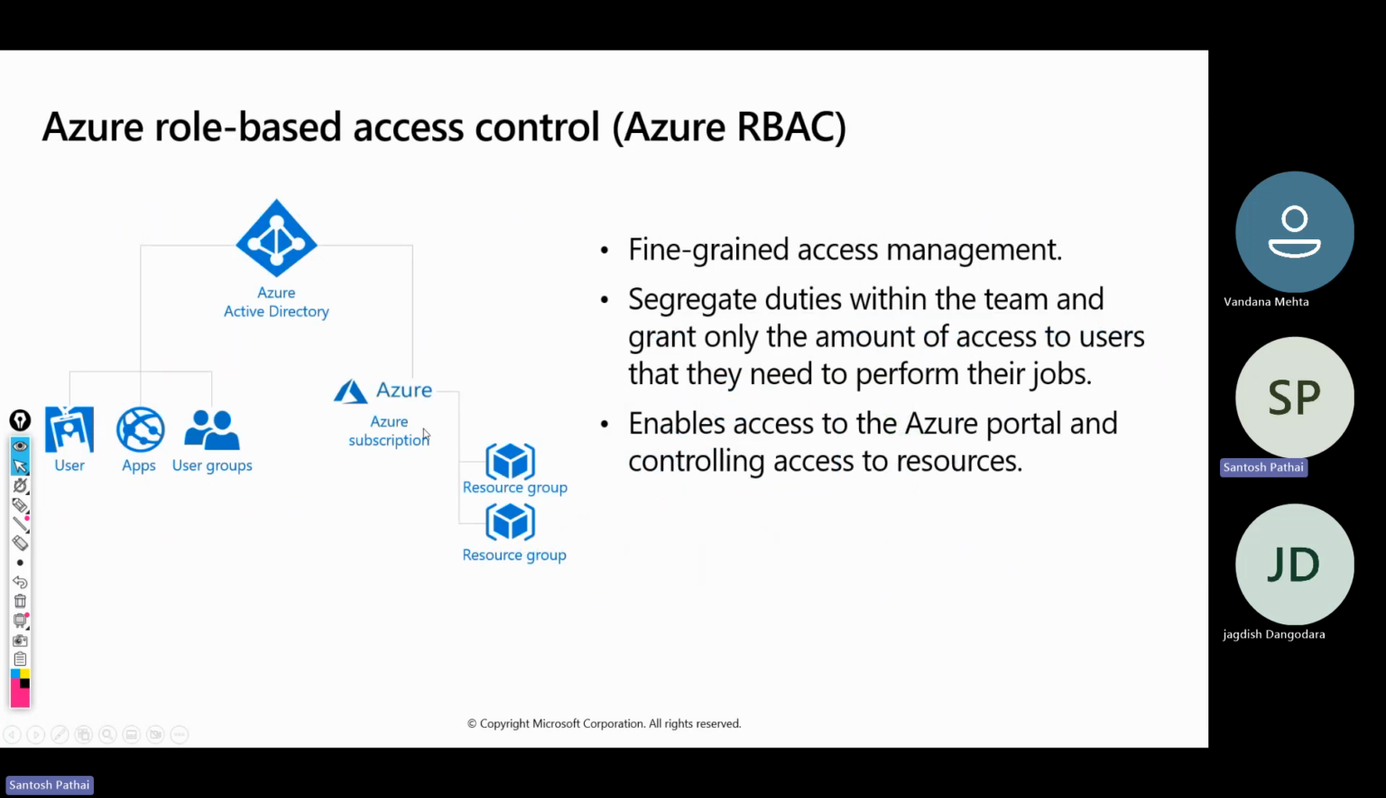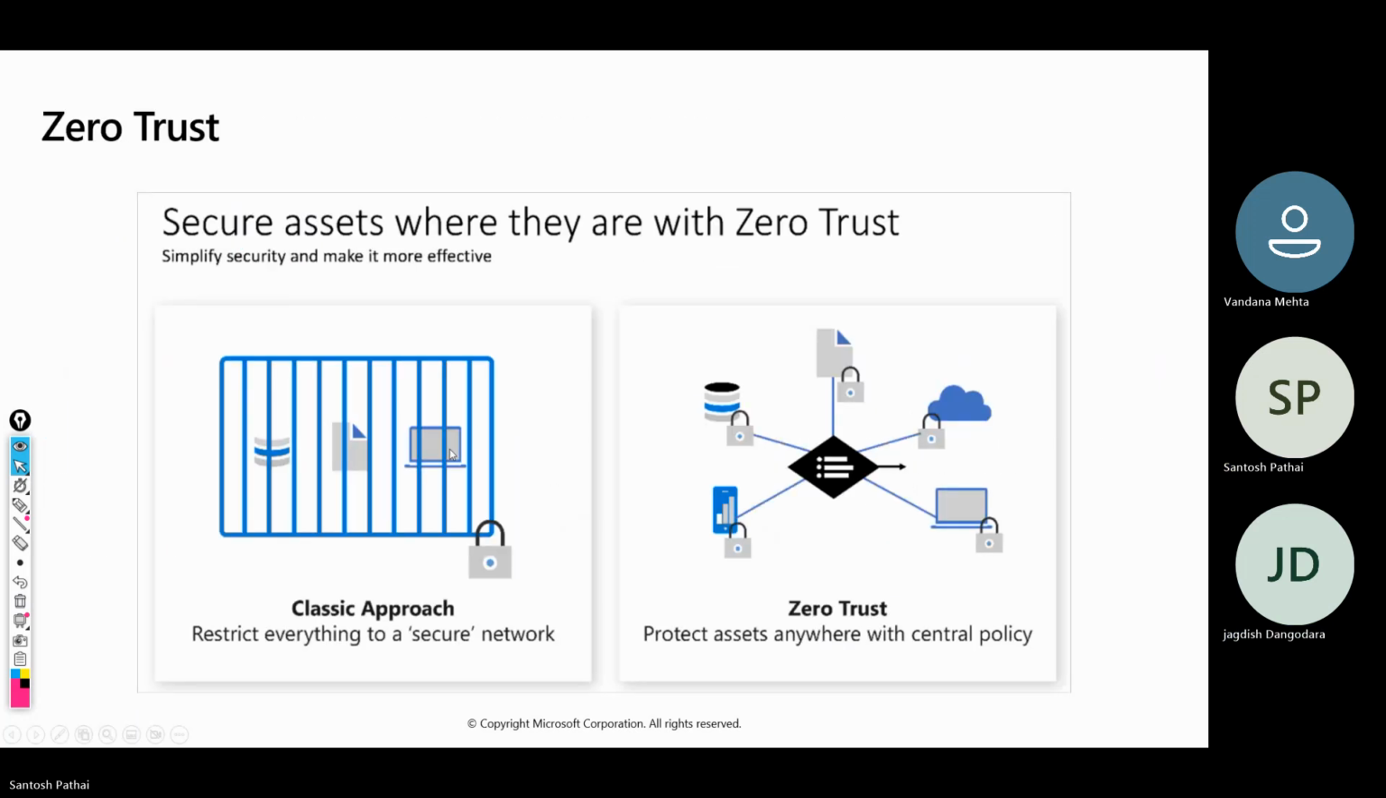Then we have RBAC. RBAC we'll study later, so I'll skip this slide. Now we have zero trust.